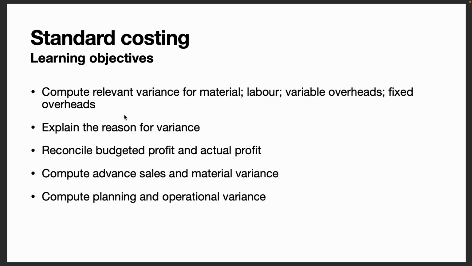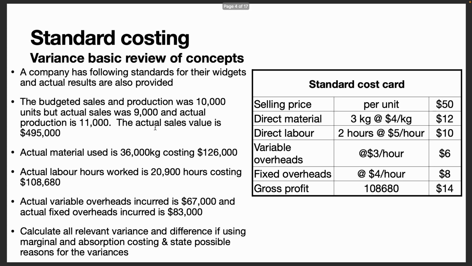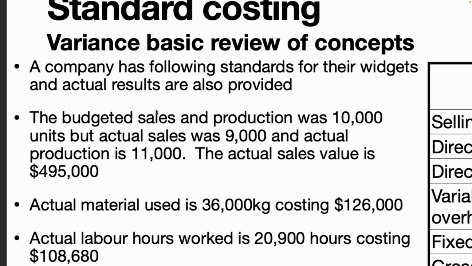The original variance analysis is something you should have covered in MA1, so it's a bit of a recap. Because it's a recap, let's have a look at this question and go through the variance calculation approach. Let's say a company has the following standard for their widgets, and actual results are also provided. Budgeted sales and production was 10,000 units. Actual sales was 9,000, and the actual production was 11,000 units.